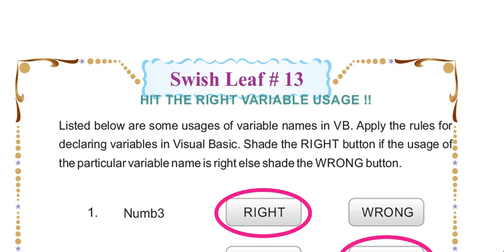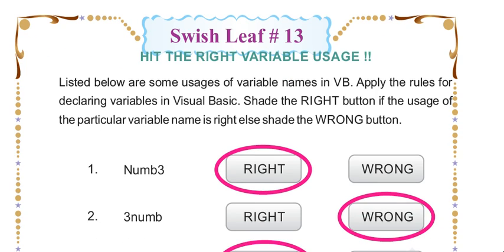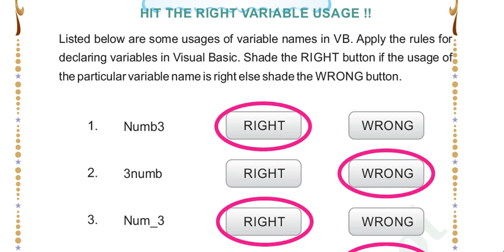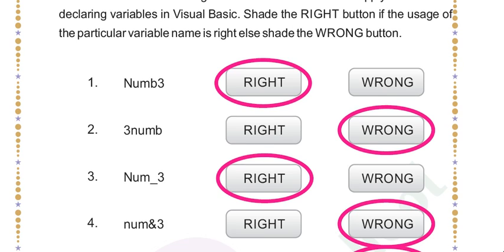Okay, see the first one, num3 is right. Okay, this is the right. Second one, 3num is wrong. Third one, num_3, it is the right, the variable name is correct. Fourth one, num 3, here the variable name is wrong.